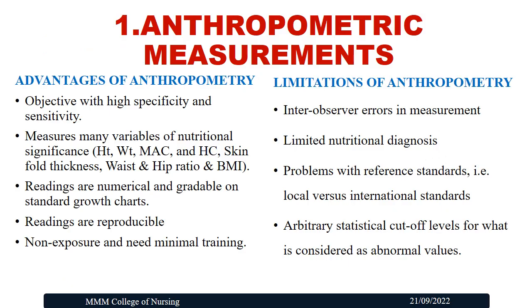Advantages and disadvantages of anthropometric measurement. Advantages: objective, with high specificity and sensitivity; measures many variables of nutritional significance. Readings are numerical and gradable on standard growth charts. Readings are reproducible, non-invasive, and need minimal training. The limitations are inter-observer error in measurement, limited nutritional diagnosis, problems with reference standards, and arbitrary statistical cut-off levels considered abnormal values.